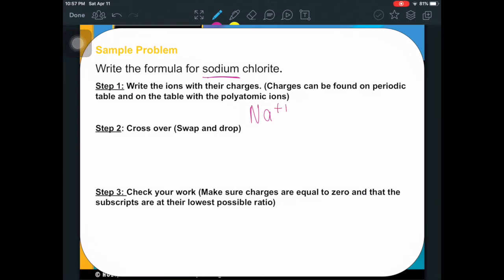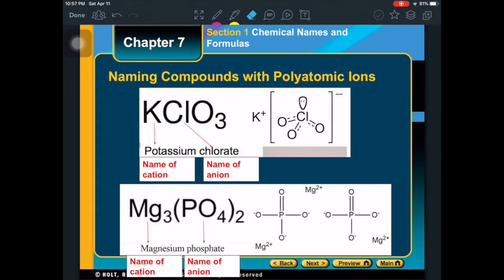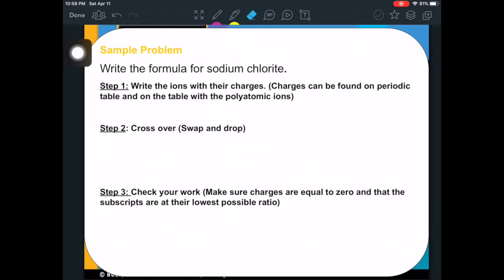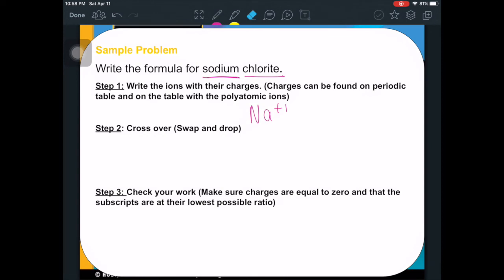And then I'm going to look at my anion, chlorite. Chlorite does not end in IDE, which means I can't find this using my periodic table. I have to go to this table right here, okay? So let's find it. I can see that chlorite is right here, ClO2 negative, okay? So I'm going to go ahead and write ClO2 with a -1 charge. And if it helps, you can put the brackets here, but you will be removing them later just because of the way the question is going to end up going.